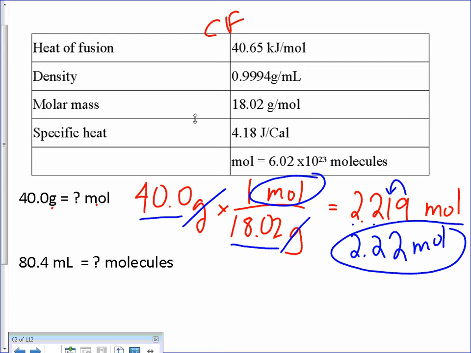Can grams get me closer to molecules? Yes, but I don't have any conversion factor with grams and molecules, do I? No, I have grams and moles. So I'm going to use this conversion factor to get to grams. What conversion factor next? The one below it, right? So I'm going to take my grams to moles, and then I can go from moles to molecules, right here. 1 mole is blah, blah, blah molecules.